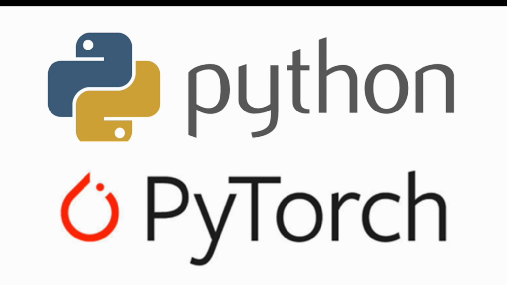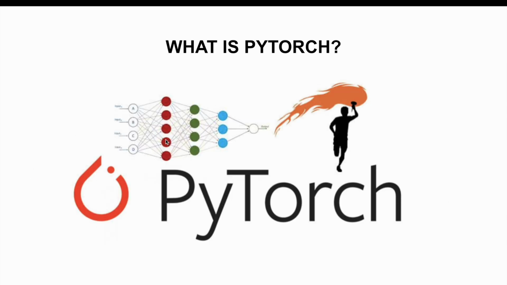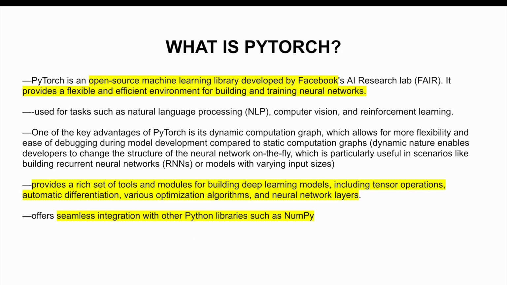Number one is definitions. And you may ask, what is PyTorch? So essentially, PyTorch is an open source machine learning library that was developed by Facebook's AI research team, or research lab. And it is flexible, and also it provides an efficient environment for building and training neural networks.